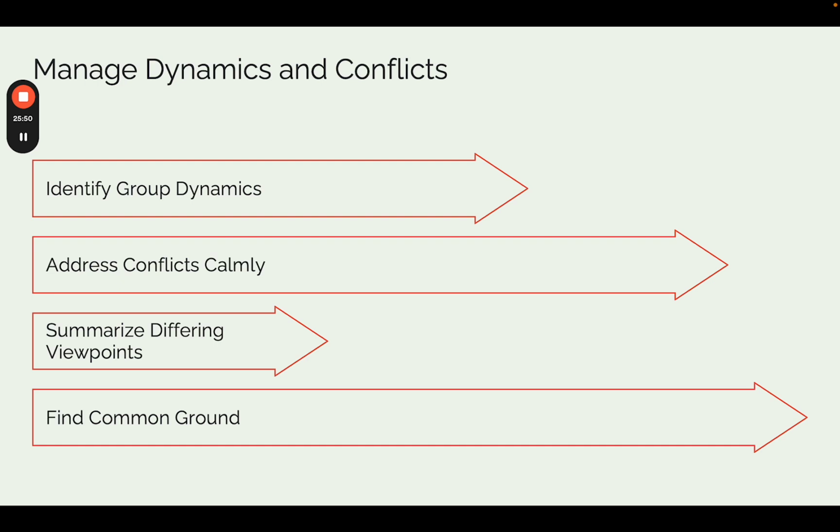Are there cliques? Is it us versus them, right? Is someone on the outskirts of the group, like in and out group behaviors? You're looking at all that. Identify biases, maybe assumptions people are making. So those are important. So address the conflict calmly.